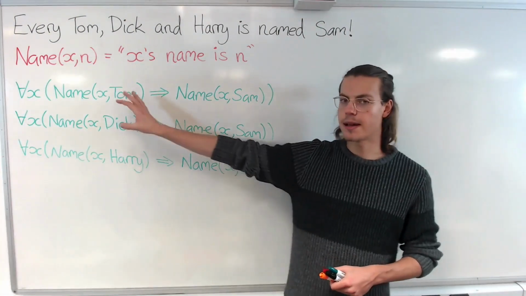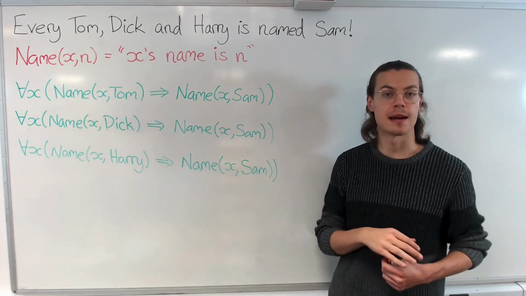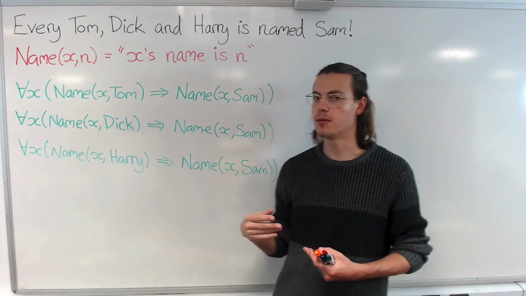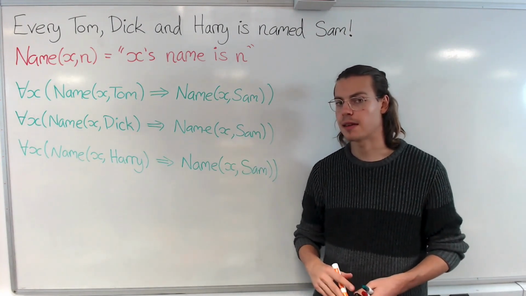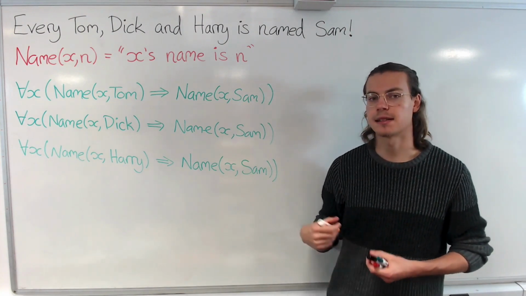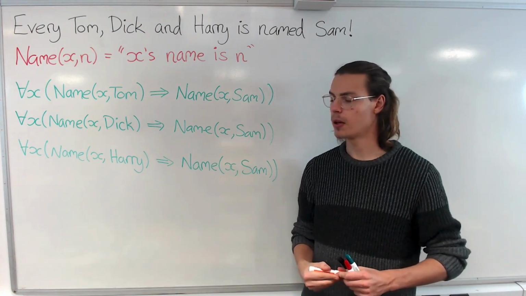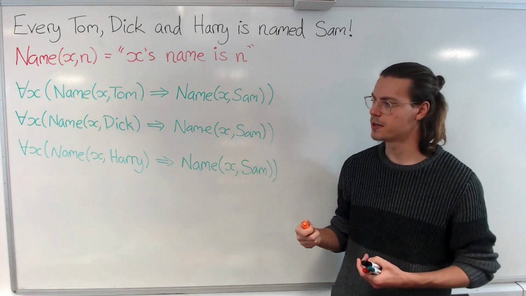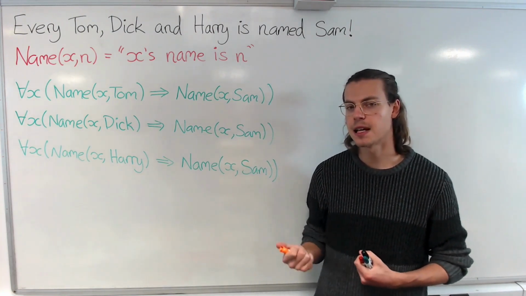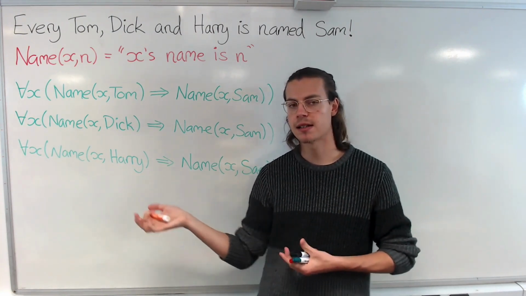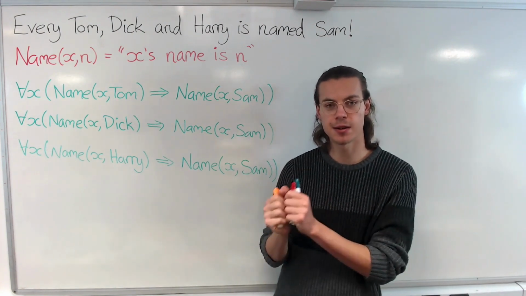And putting these three expressions together gives us every Tom, Dick and Harry is named Sam. We also want to express one more statement in predicate logic, and that is that every person has exactly one first name. Another way to say this is for any person x, if x's name is A and x's name is B, then A and B must in fact be equal.